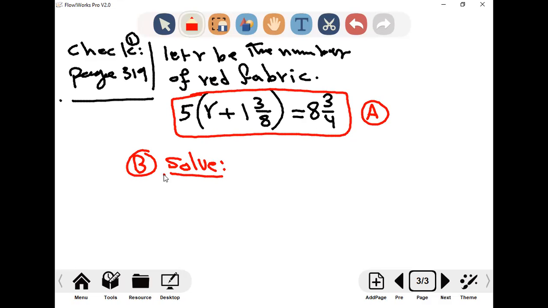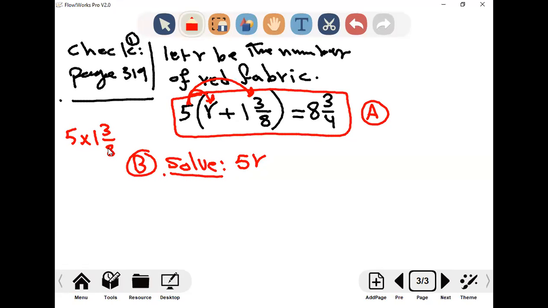Go. So this is the equation. In part B, you need to solve the equation to know the value or the amount of the red fabric R. Go. 5 multiply R and 5 multiply 1 and 3 over 8. Check. 5 by R, 5R. Check. 5 multiply 1 and 3 over 8.